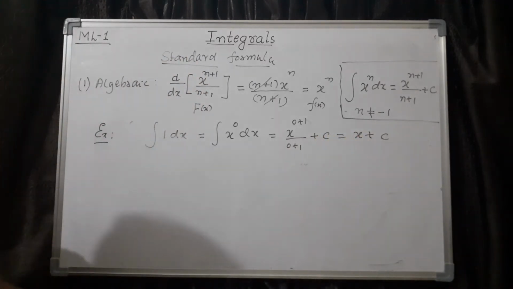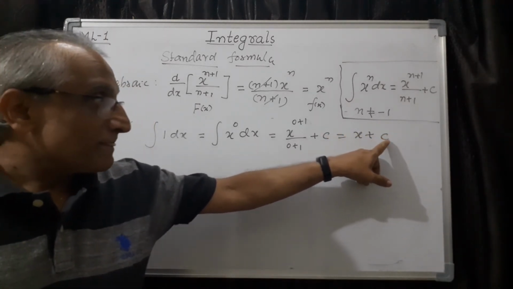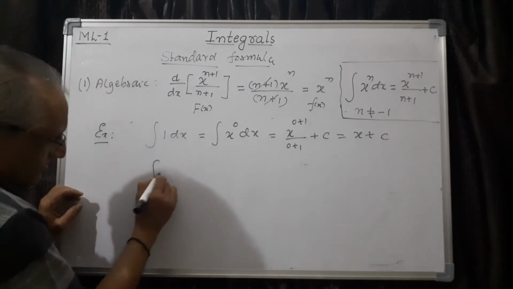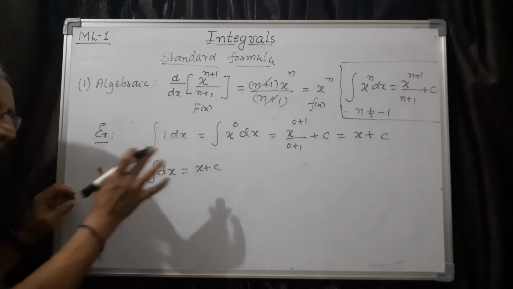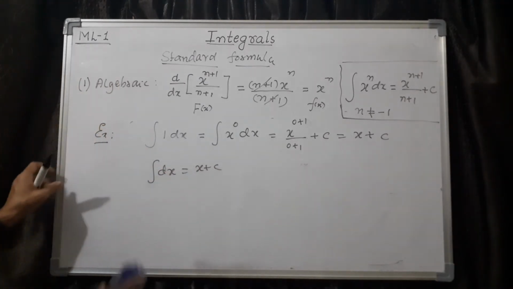And you can cross verify also. If you differentiate this, what do you get? Differentiation of x is 1, and the differentiation of c is 0, so you get 1. And instead of 1 dx, we can also say dx. So integration of dx is x plus c. You can remember it as a separate formula. So this is the first set of formulas, that is algebraic.